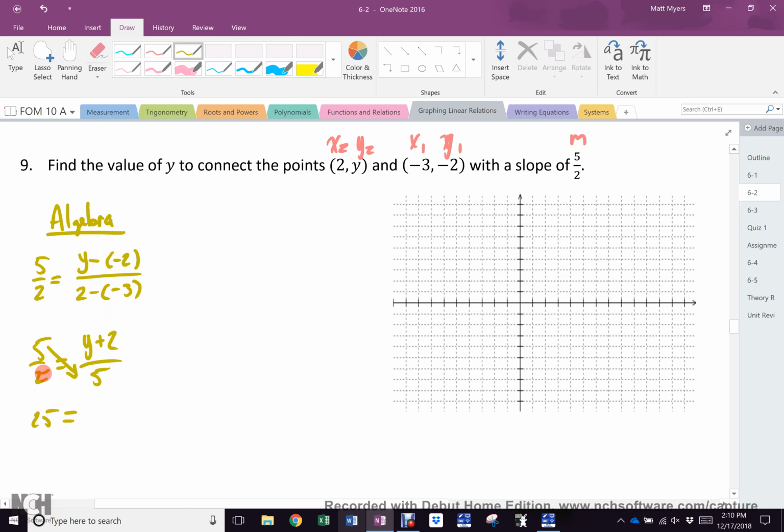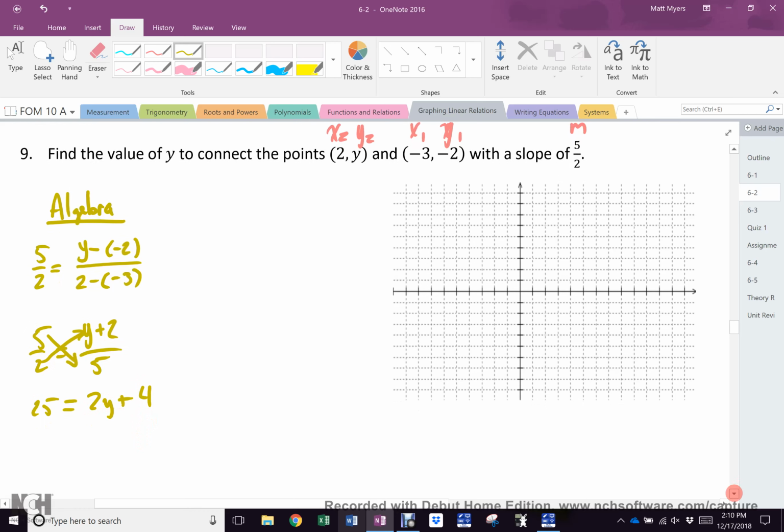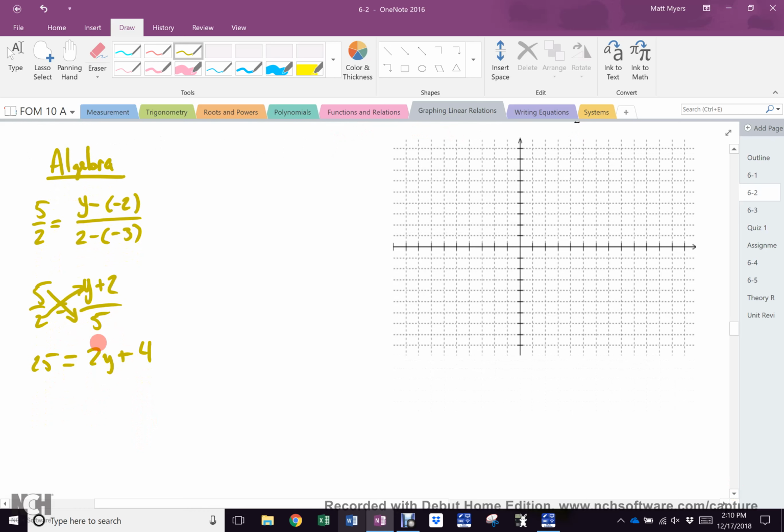What's 5 times 5? 25 equals. What's 2 times y? 2y plus what's 2 times 2? 4. How many y's am I looking for? 1 y. So get this to have 1 y. What do I do with the 4? Minus. I bring it over here. 21 equals 2y. Everybody still cool? And what do I do now? Divide by 2. So y equals 10.5. Everybody understand?